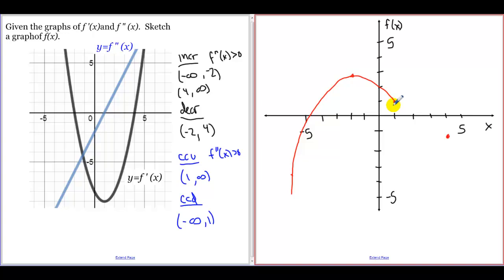So now I'm concave up though, so I'm holding water. Concave up, holding water. My slopes are getting bigger. And then at 4, we change back to increasing. And we look something like that. So that's a general idea of what our curve would look like.